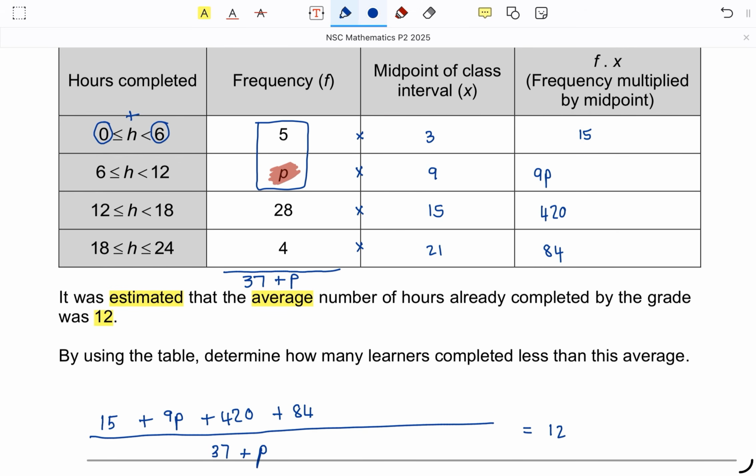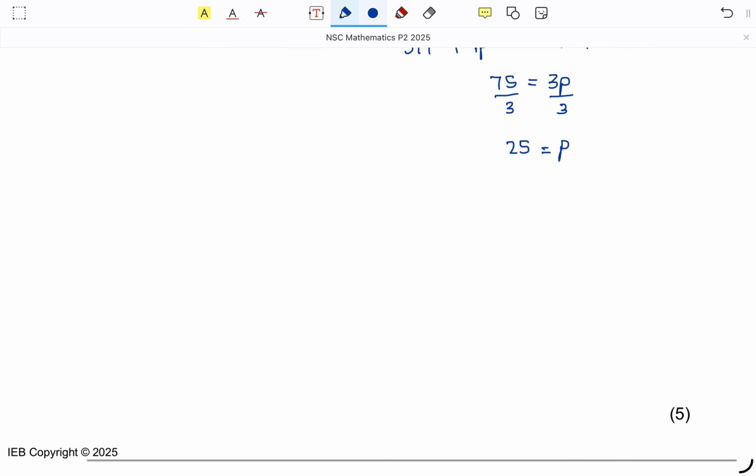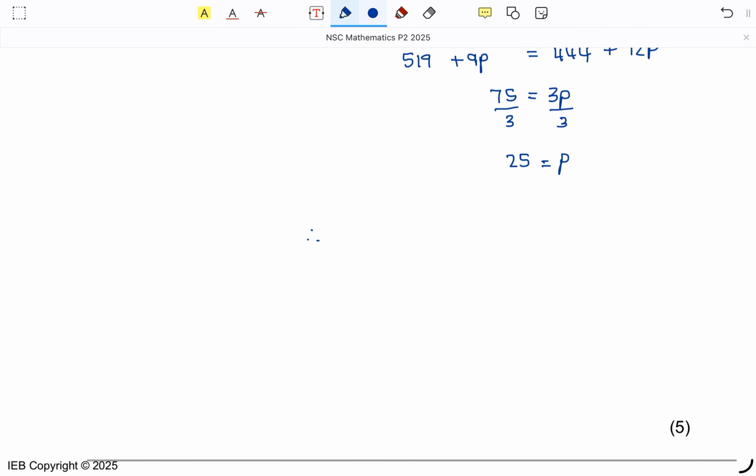So if we now go back to this, we've got 25 in the place of p. And the question said, by using the table, determine how many learners completed less than this average. So less than, we can see there, smaller than 12. So that would be the 5 and the 25 added together. And therefore, it would be 30 learners.